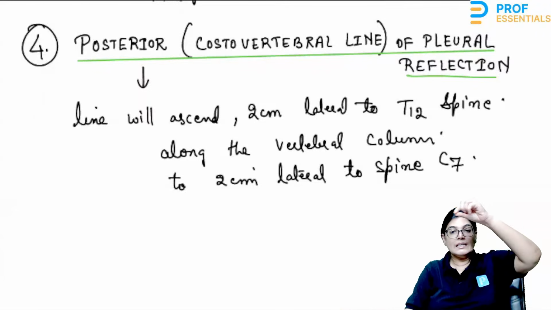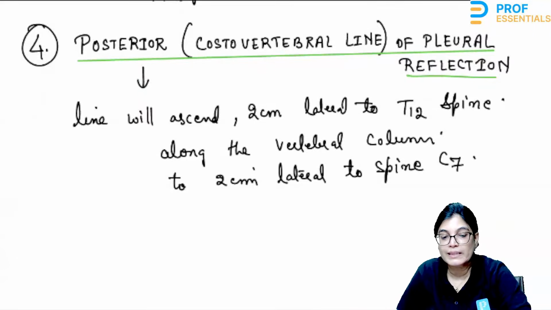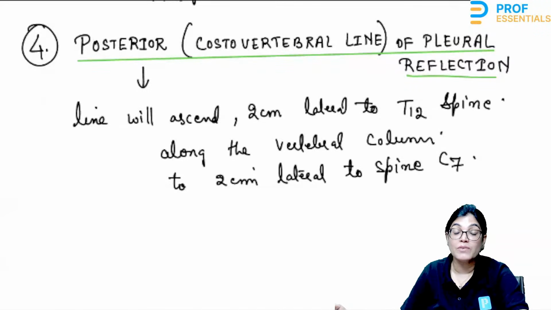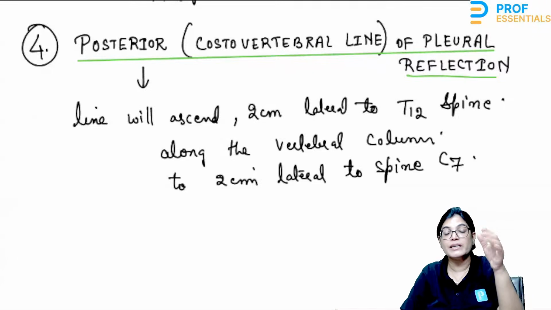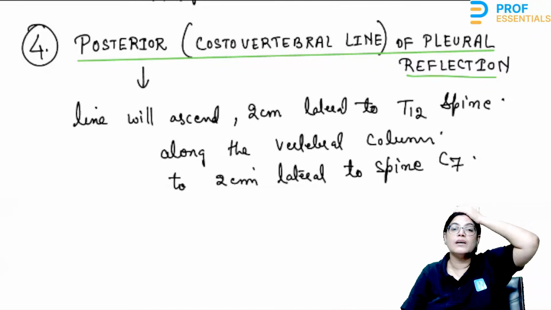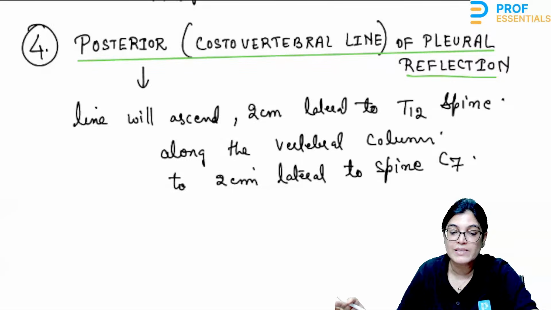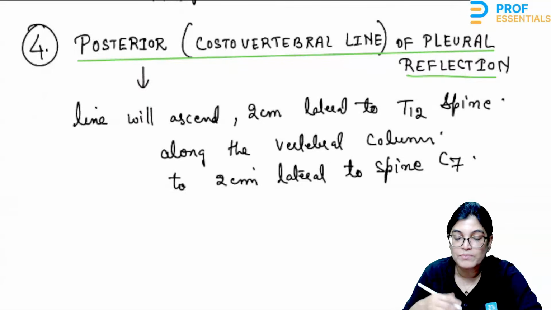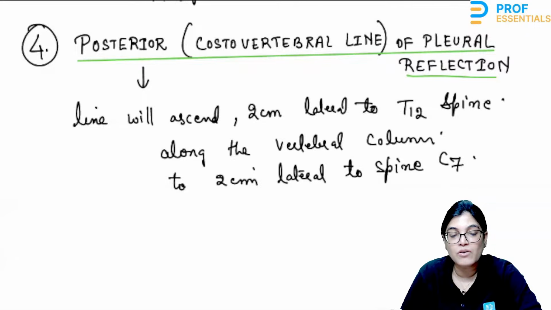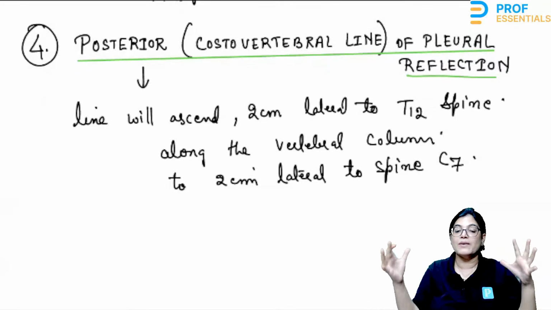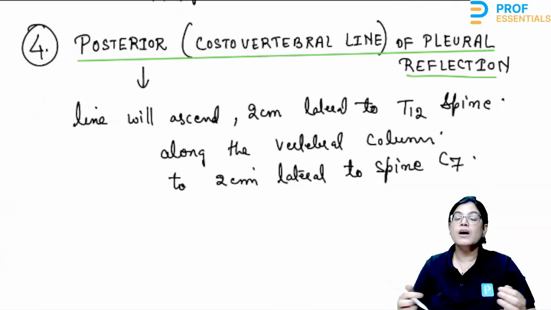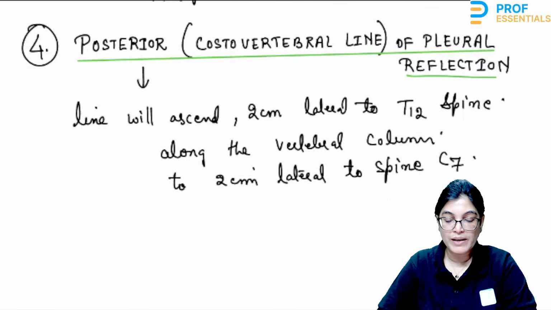So we have already talked about the costodiaphragmatic line, and we have seen it was reaching till the level of the spine of T12 thoracic vertebra laterally. From there it will ascend upward till 2 centimeter lateral to the spine of C7 cervical vertebra, and after that the costal pleura will become continuous with the mediastinal pleura. From this level, the costal and mediastinal pleura will be lying along this line only. So this is how we have to draw a diagram showing the pleural reflections. Okay, so that is a very important point.